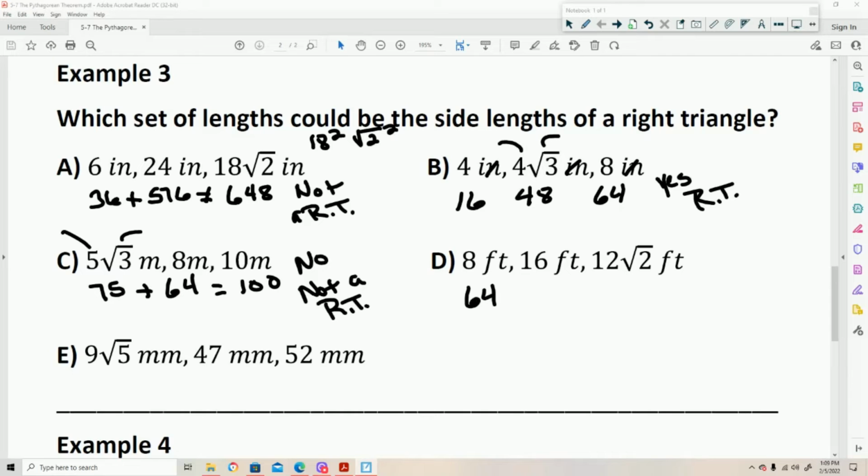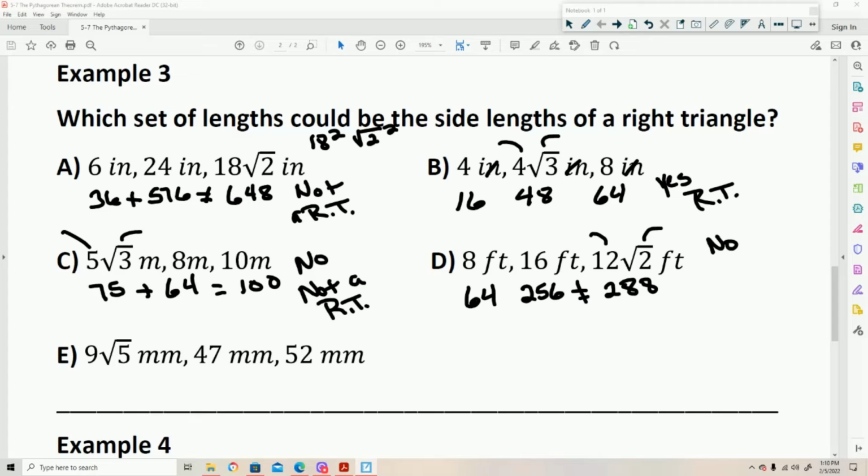With this one, we have 64. If we square this, 16 squared is 256. 12 squared and the square root of 2 squared, we get 144 times 2, that's 288. Again, 144 is 12 squared, the square root of 2 squared is 2, 144 times 2 is 288. Well, it's easy to see, this 6 plus 4 gives me a number that ends in 0, not a number that ends in 8. So that's not equal. We will say no. I'm not going to spell that out. Not a right triangle.